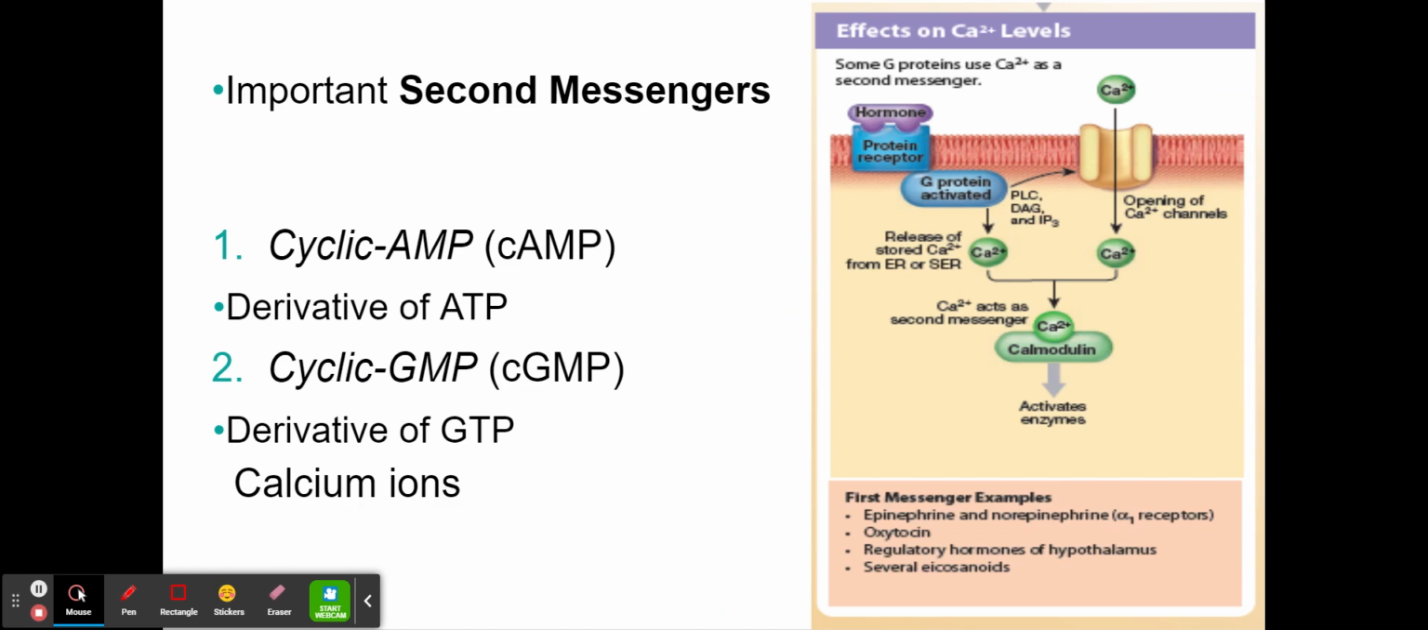There are some important second messengers, such as cyclic AMP, also known as cAMP, which is a derivative of ATP. You have cyclic GMP or cGMP, which is a derivative of GTP, which is another high energy compound similar to ATP. And you have calcium ions, which we know from the action potential release of calcium ions helps to control some of that action potential propagation across the cell membrane.